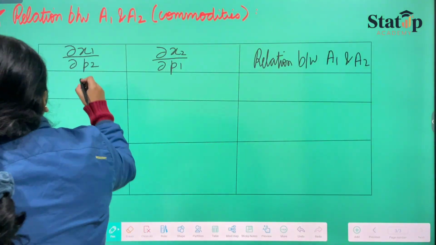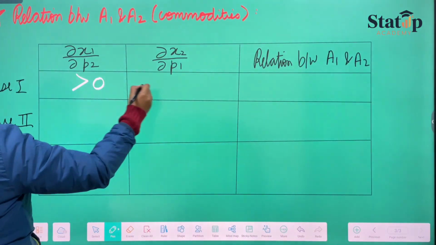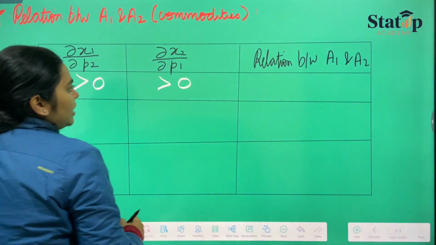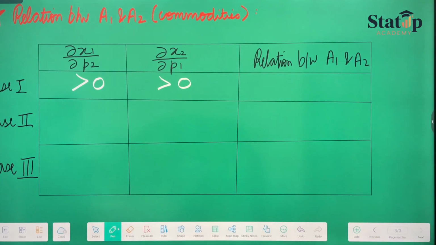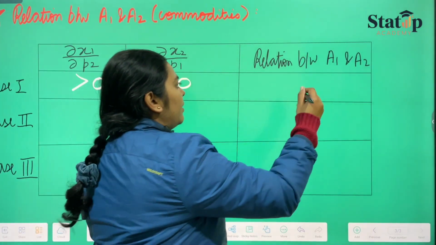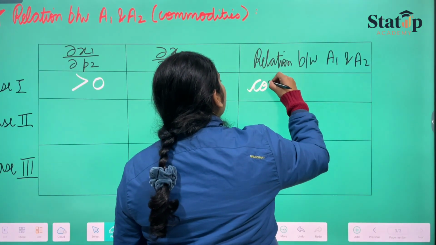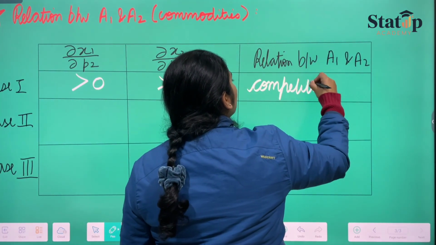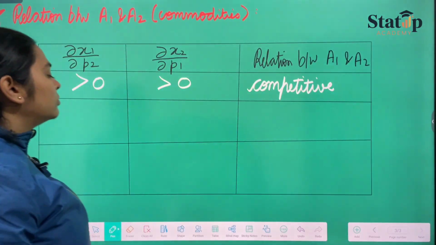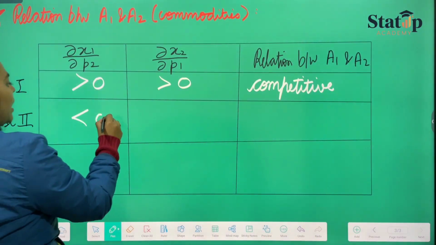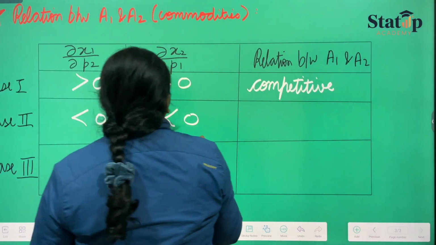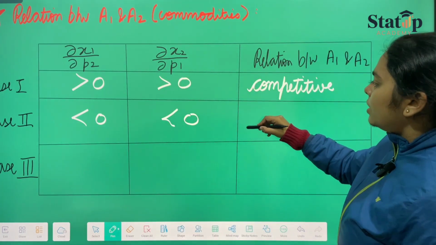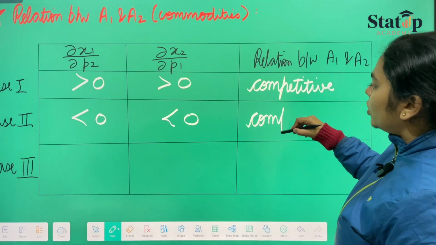So if both of them are greater than 0, then the relationship becomes competitive: A1 and A2 are competitive commodities. If both of them are less than 0, then A1 and A2 are complementary commodities.